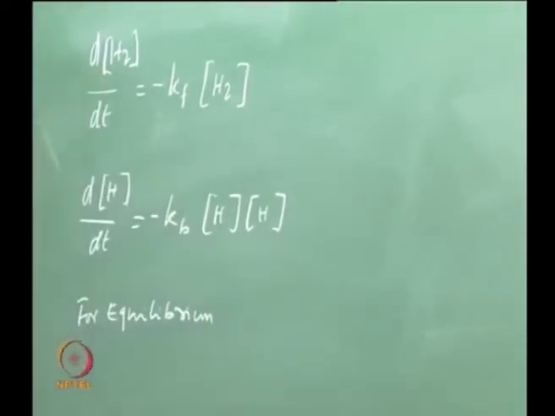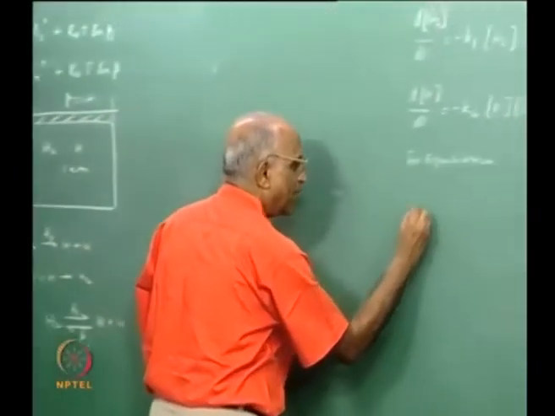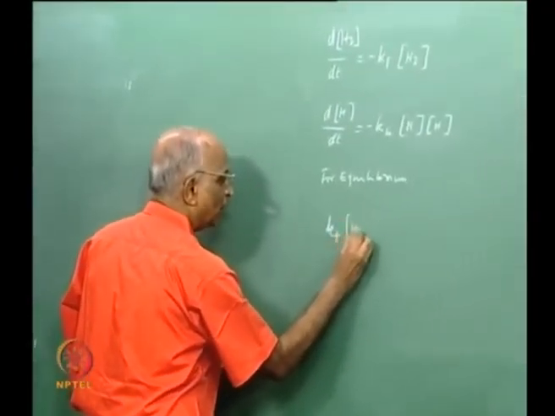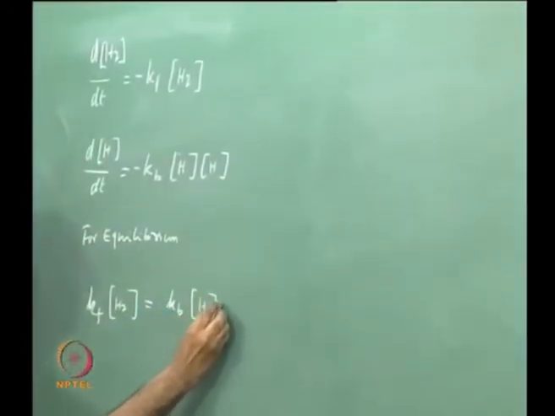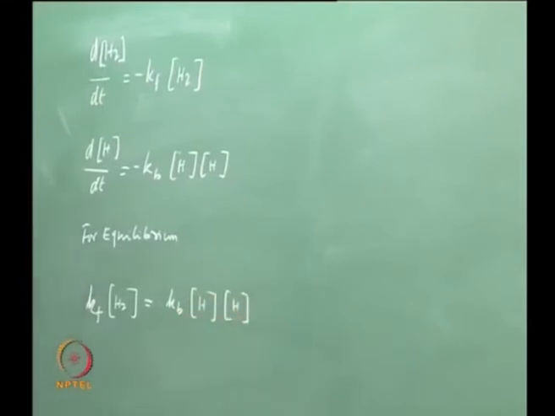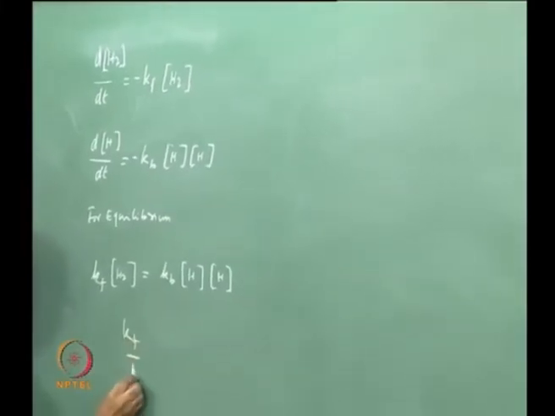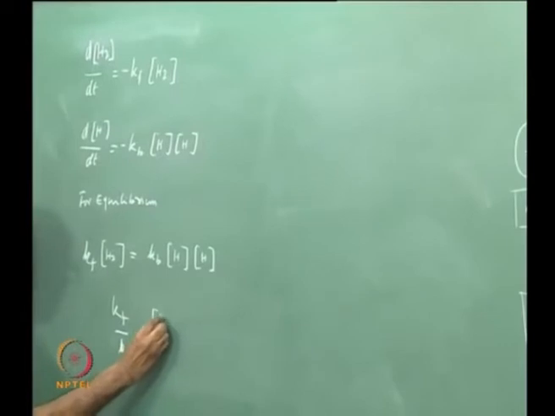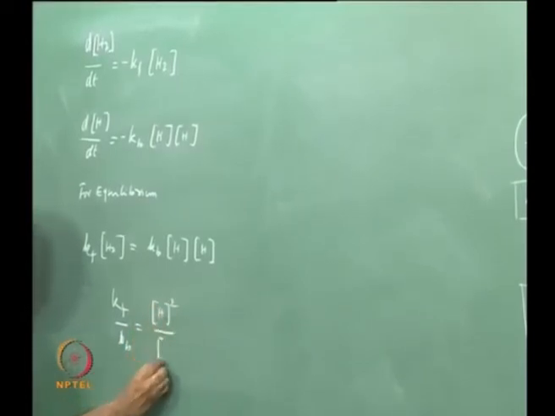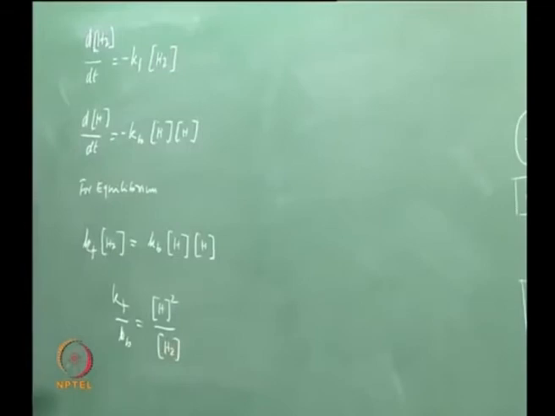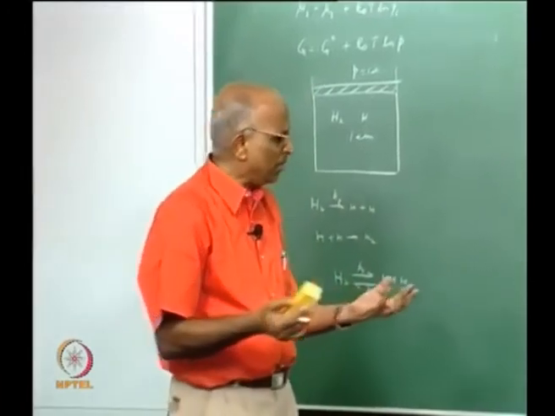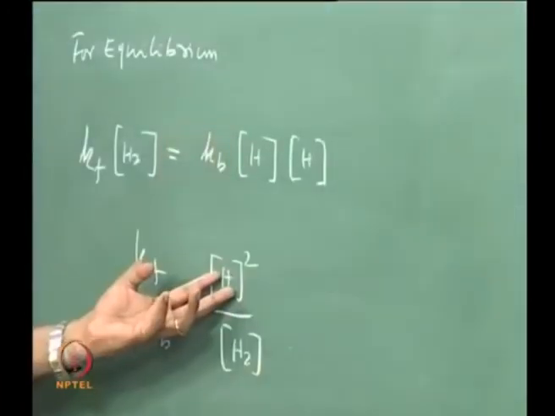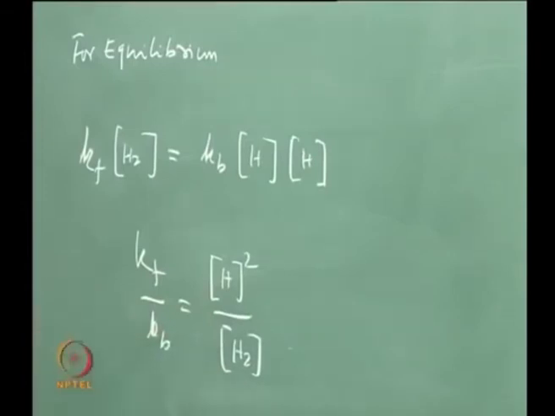the rates of these things must be the same, and therefore I can write kf of H2 is equal to kb of H into H, or rather I can write now kf divided by kb is equal to H squared divided by H2, and what are H and H2? The law of mass action says it must be the active concentration, but in any reaction we normally take it to be the total concentration of the substance.